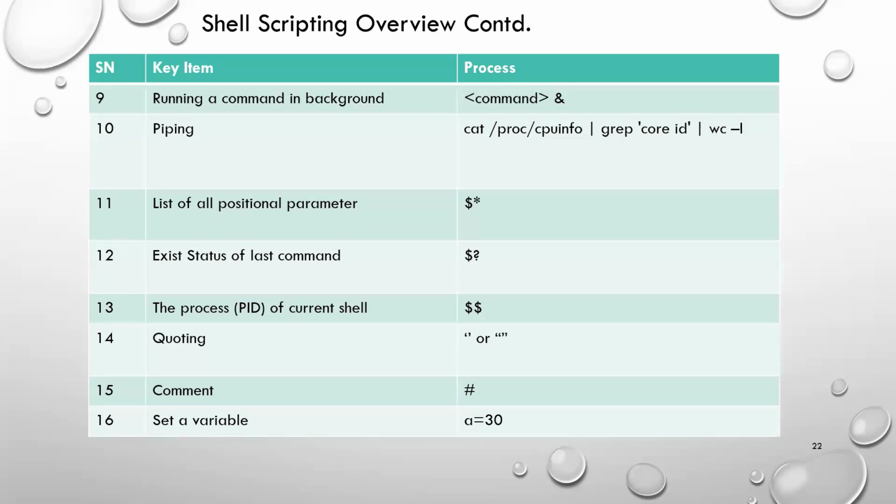And sharing the CPUs, so you can run other commands and keep working while your command is already running. And piping is one of the powerful things in Unix. Let's say we want to find out the number of CPUs. You can go to the CPU info and grep the CPU core ID, and if you count those lines, you will see how many CPUs there are.